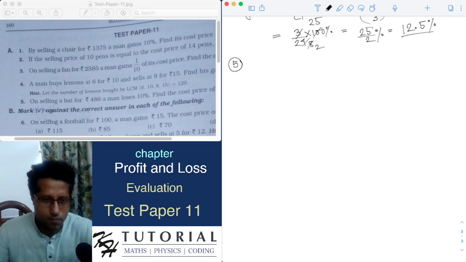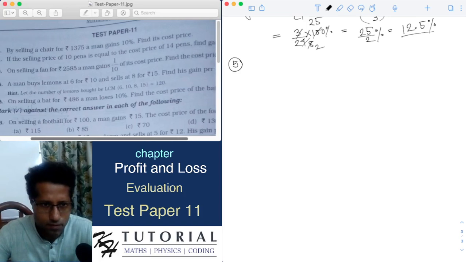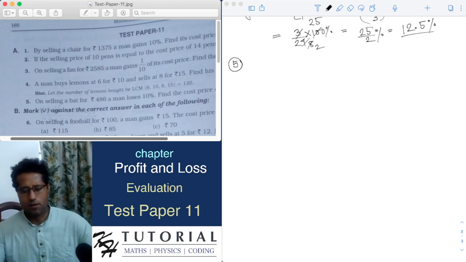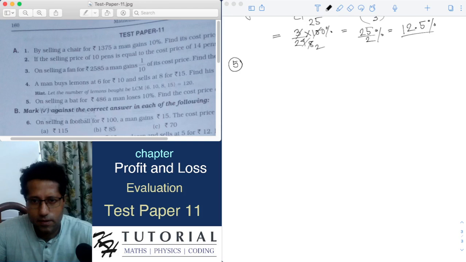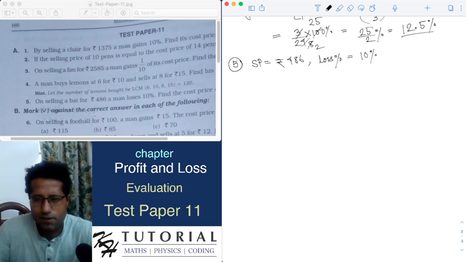On selling a bat for rupees 486, a man loses 10%. Find the cost price of the bat. These are very fundamental questions. This requires very basics of the profit and loss concepts. It is given that the selling price is 486 and the loss percent is 10%. It is asking for the cost price.